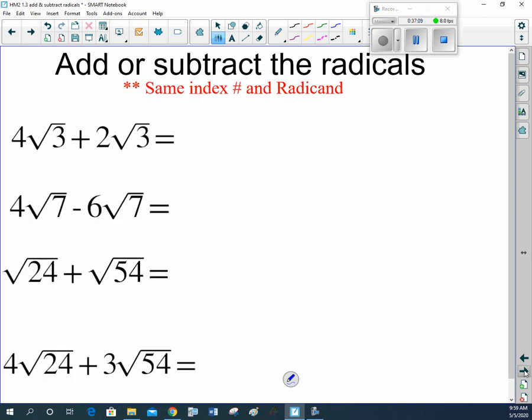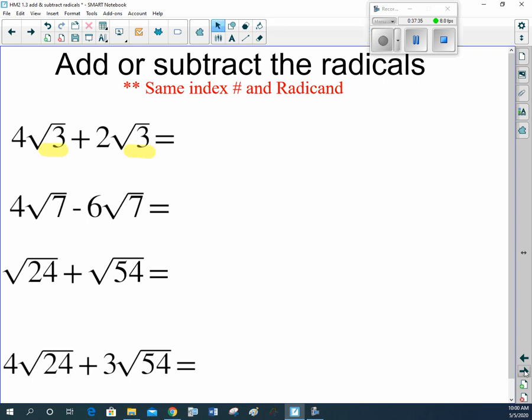Okay, so let's practice. In a nutshell, the rule is you have to have the same index number and the same radicand in order to add or subtract your radicals. So I'm looking here, same index number. Perfect. Index numbers are the same. So that's the first thing you want to check. Then you want to check radicands. Do they have the same radicands? They do. They're both 3s.